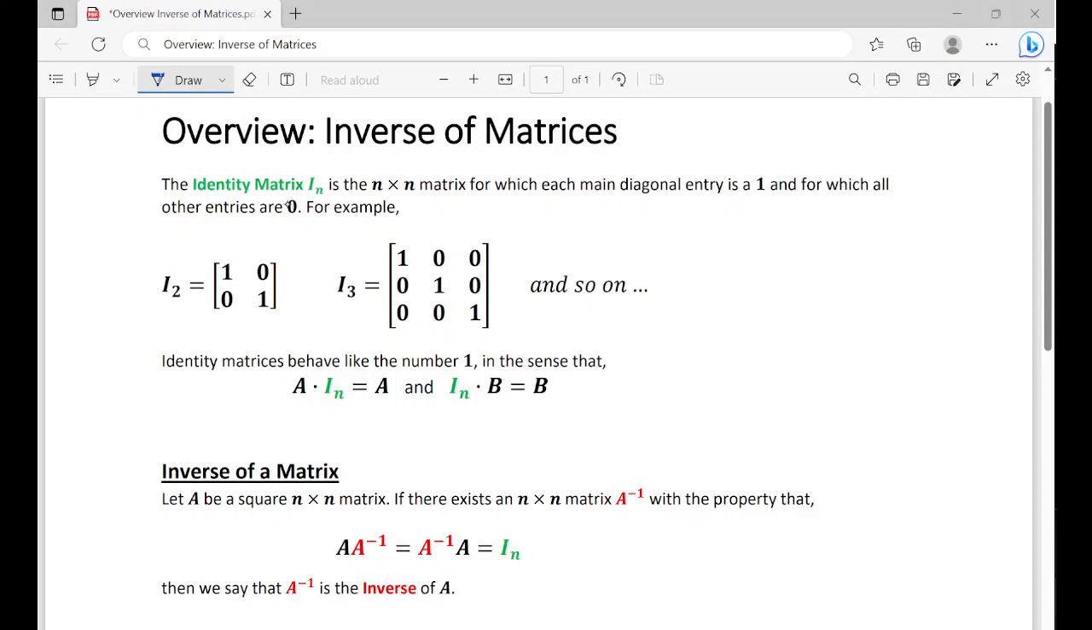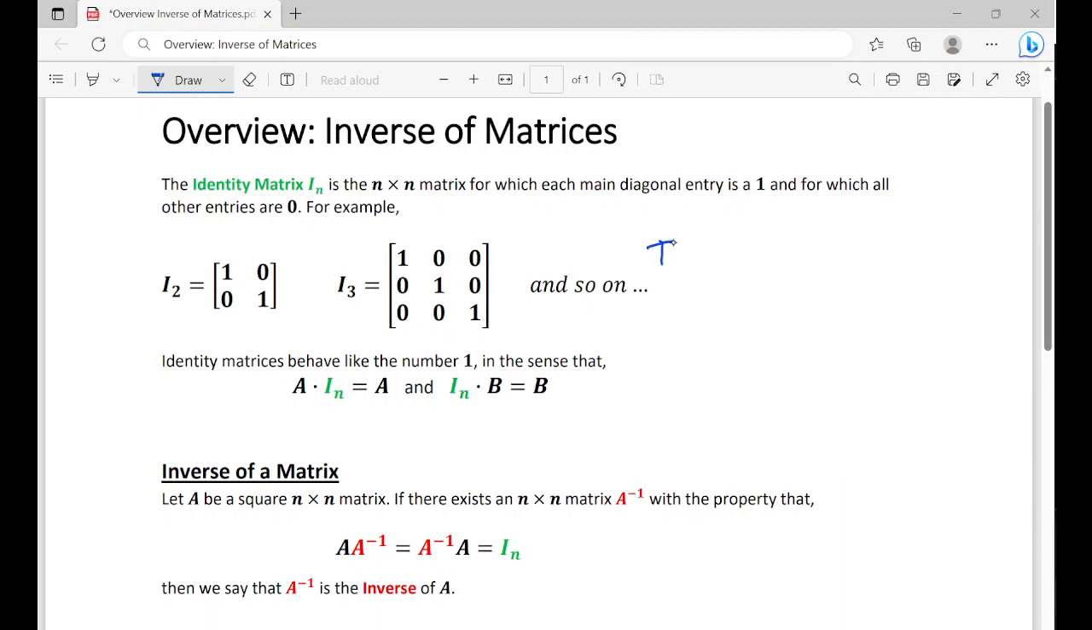The identity matrix I sub n is the n by n matrix for which each main diagonal entry is a 1 and for which all other entries are 0. So for example, I2 is the identity matrix of a 2 by 2 that has a diagonal of 1s and everything else 0s. I3 is the identity matrix of a 3 by 3 with again a diagonal of 1s and everything else 0s, and so on.